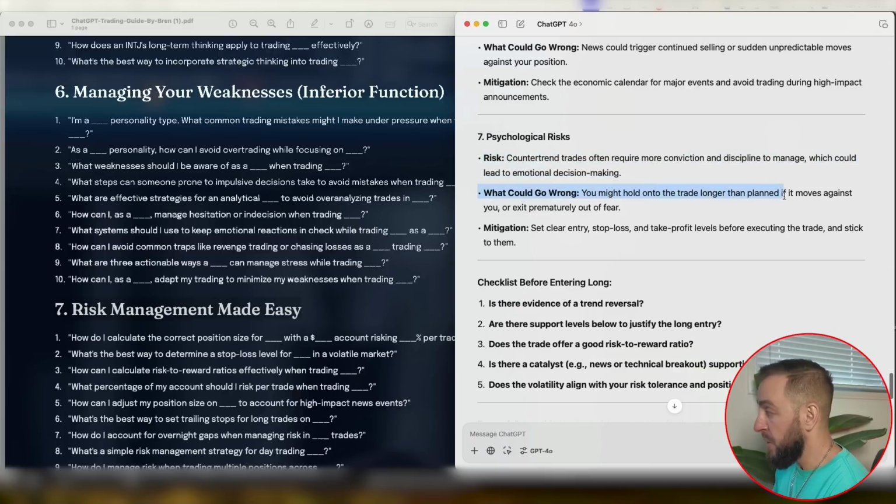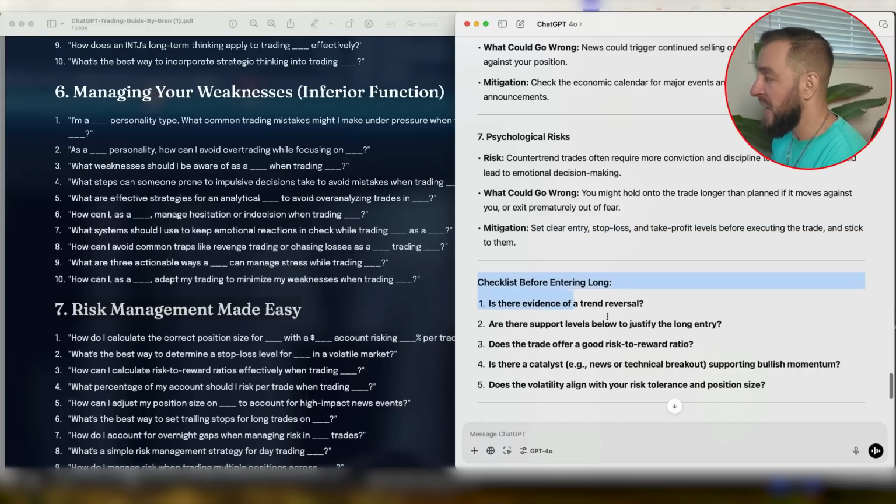So what could go wrong is you might hold on to the trade longer than you planned if it moves against you, or exit prematurely out of fear. That one's probably most common. So the mitigation is to set a clear entry and stop loss and take profit levels before executing the trade and stick to them. And then we've got this great checklist here.